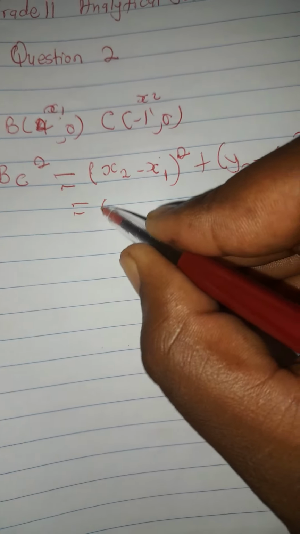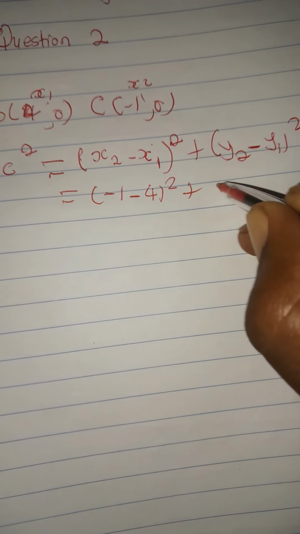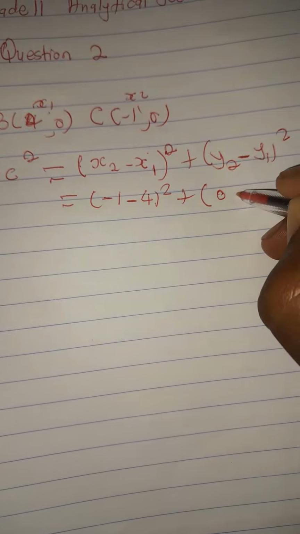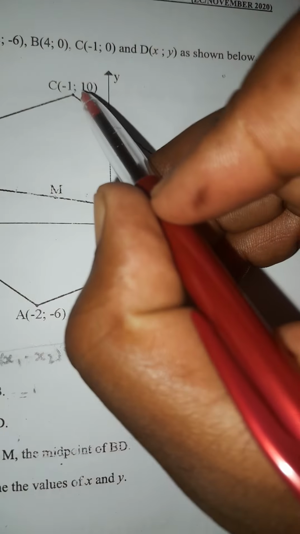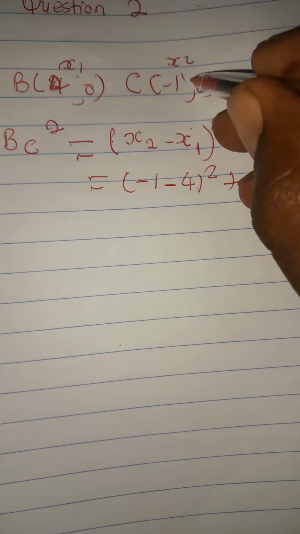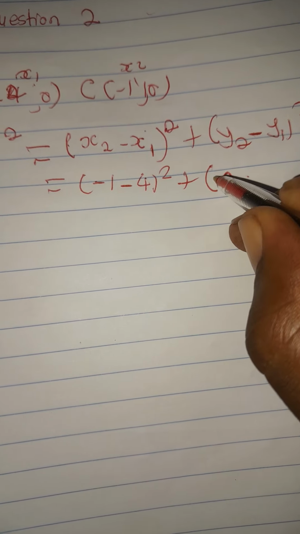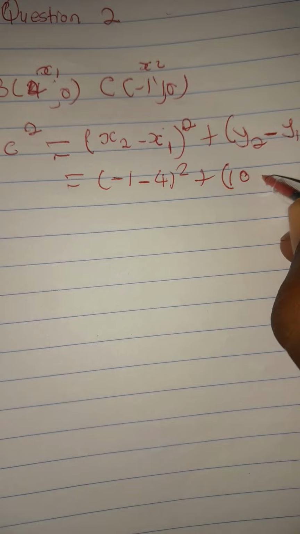Right, so what is x2 there? x2 is negative 1. What is x1? It's 4. So what about y2? y2 is 0. Oh, here I think I made a mistake. It should be negative 1 and 10, right? Okay, let's rectify that mistake. So we have negative 1 and 10. So y2 will be 10 subtracted by our y1, which is 0.